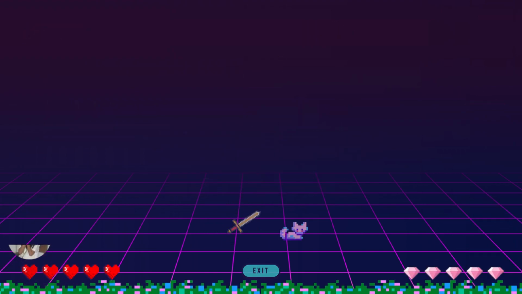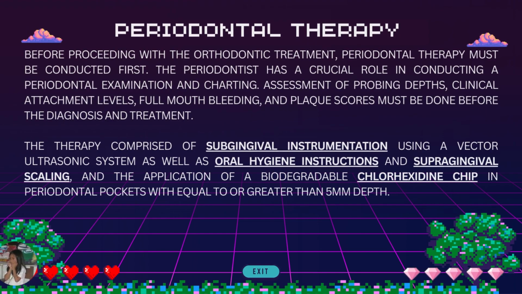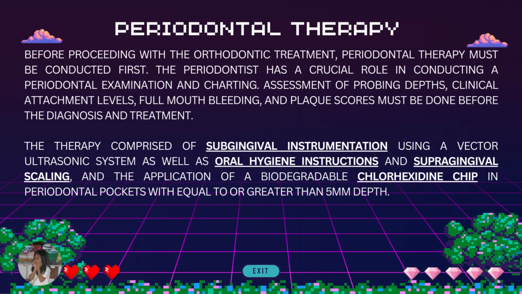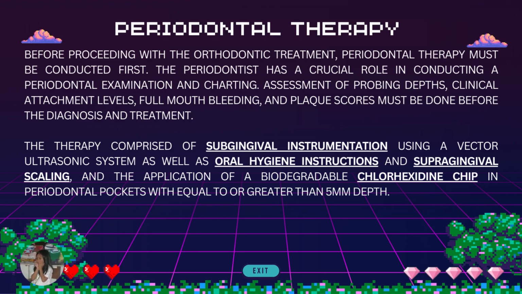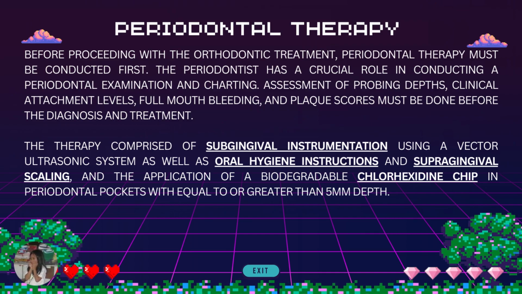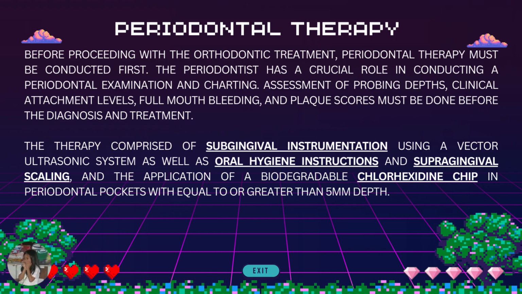Treatment planning. The treatment planning includes, first, the periodontal therapy. This involves the non-surgical periodontal therapy such as subgingival instrumentation, oral hygiene instruction, supragingival scaling, and application of biodegradable chlorhexidine chip.